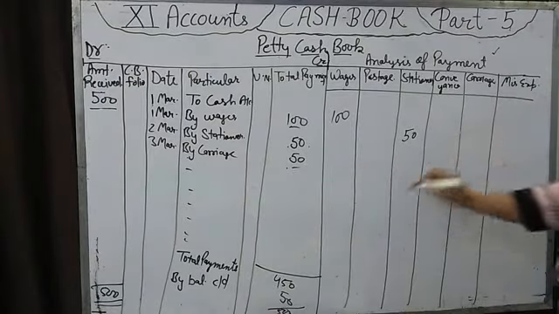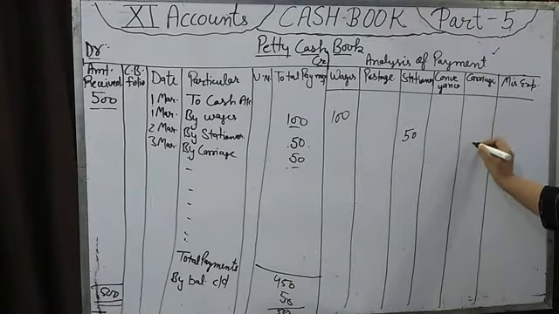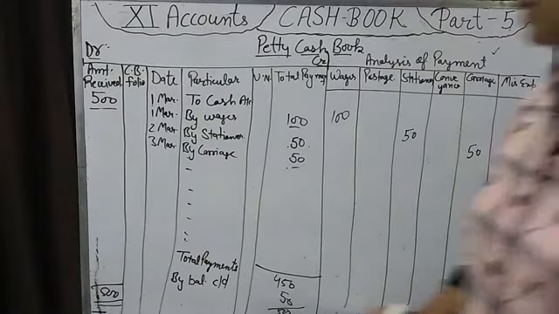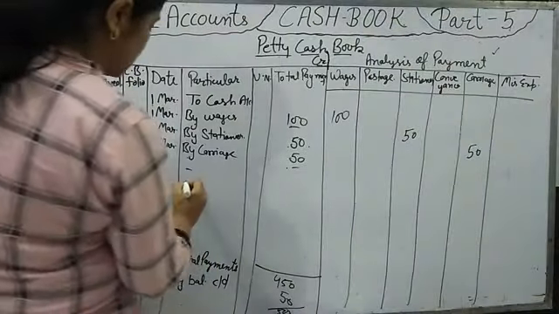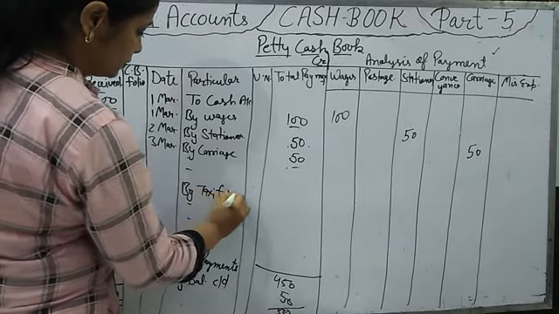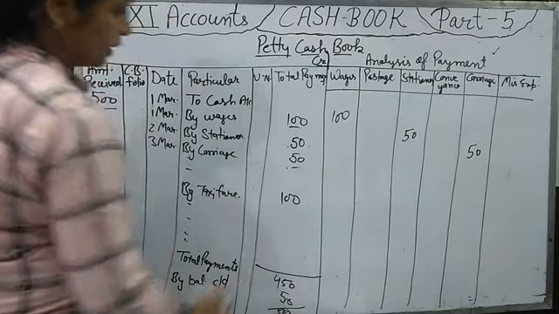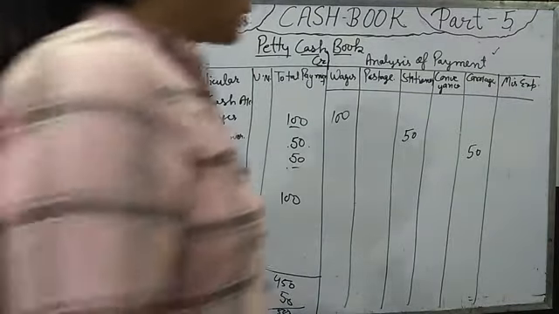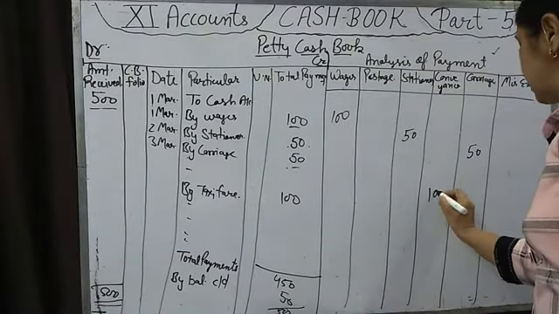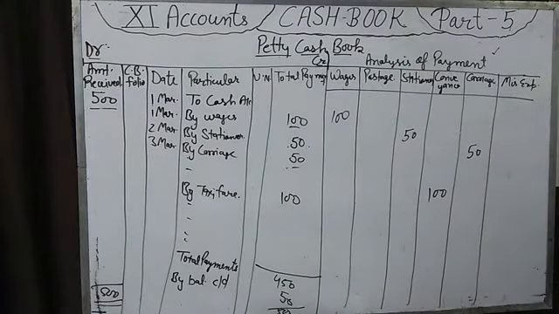We have paid 50 rupees for carriage, it will come in the carriage column. We have paid bus fare or any taxi fare, then for taxi fare we will write here. We have paid rupees 100 for the taxi. The taxi fare, bus fare, that is known as conveyance. That we will write in the conveyance expense.